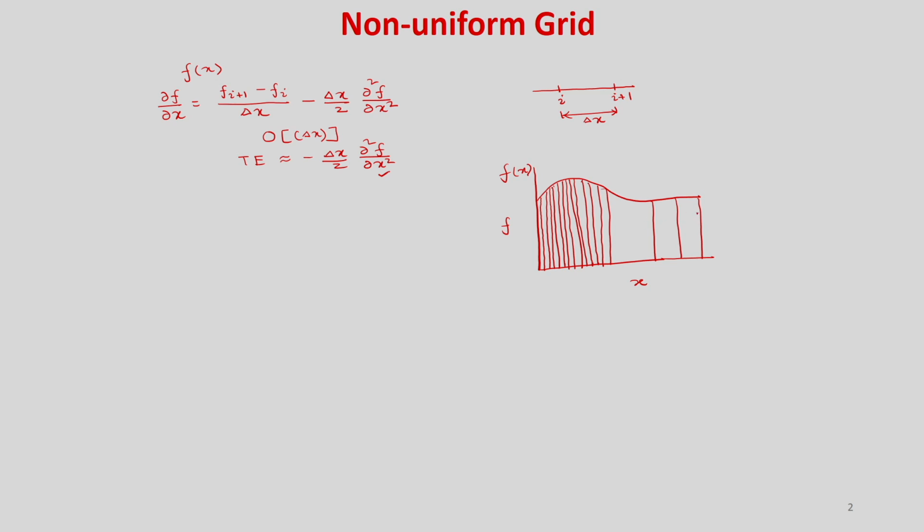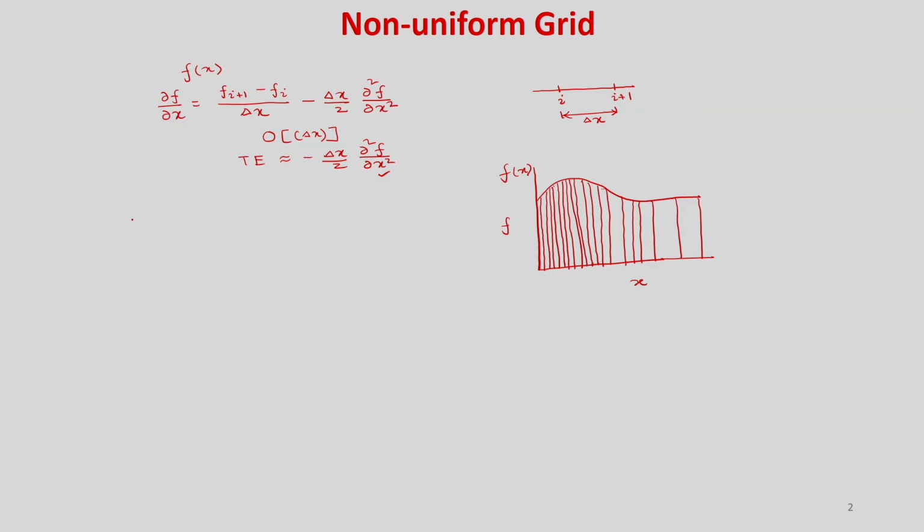Now, you can see in this region you have a smooth gradient. So the gradient will be smaller in these regions, and obviously you can use a larger delta x. This is known as a non-uniform grid. You are using smaller delta x where you have larger gradients in the domain, and larger delta x where you have smaller gradients. So you will get a uniform error on the domain.